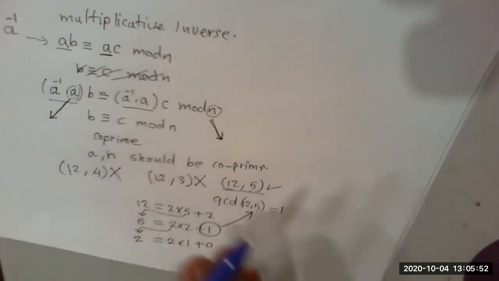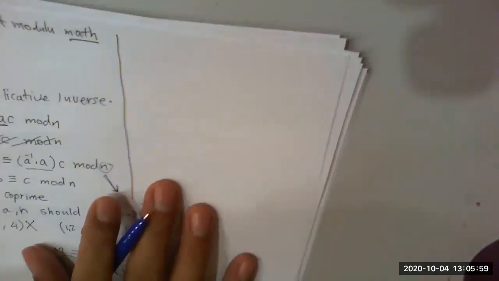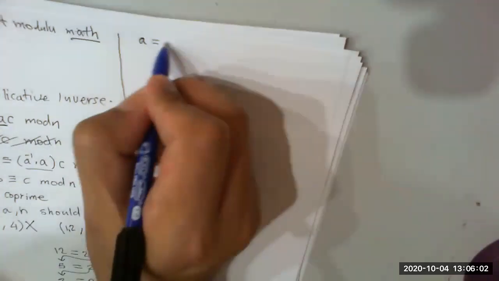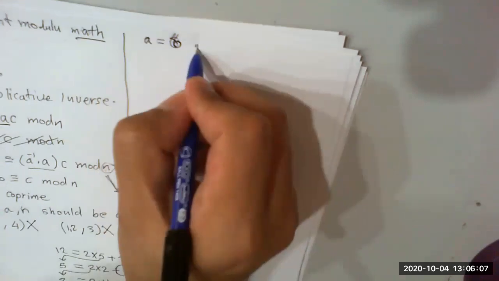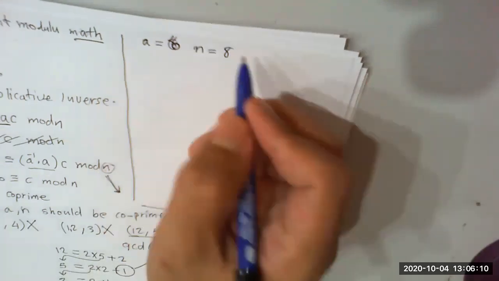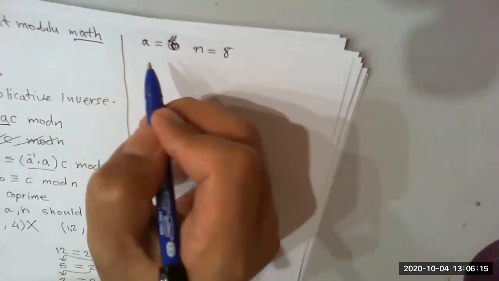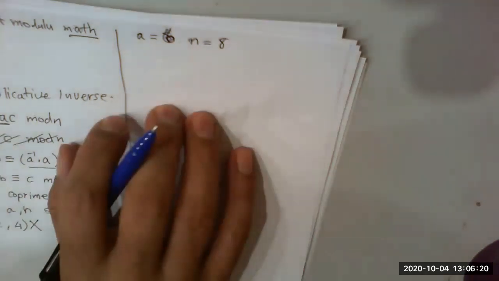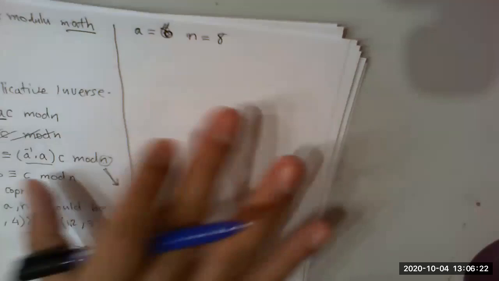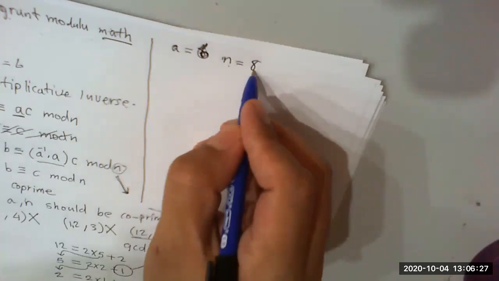Okay, let's have an example. I know this is not clear; only if I have an example will it be clear. This is not an example out of my mind, it is in the slides, slide number 24. So A equals 6 and N equals 8.